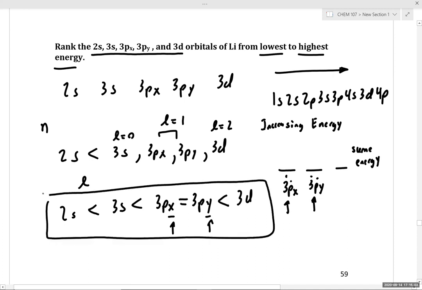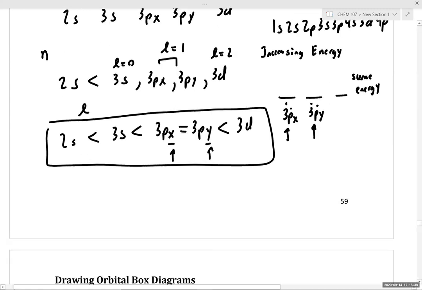Does this ranking make sense to everyone? You're going to want to be familiar with the relative energy of each of the orbitals. Because from this relative ranking of orbital energy, we're going to begin to fill in these orbital diagrams. Any questions on these examples? If not, let's keep going.